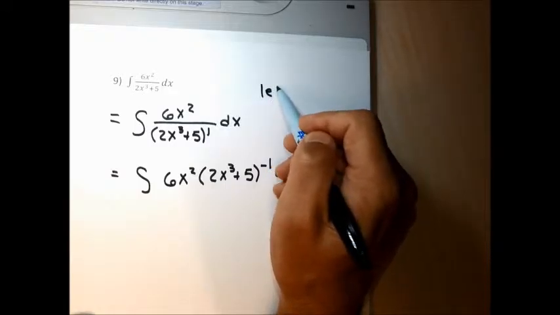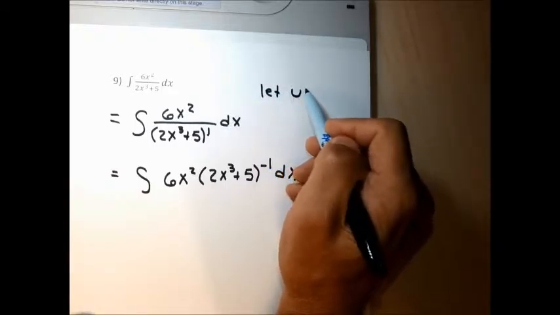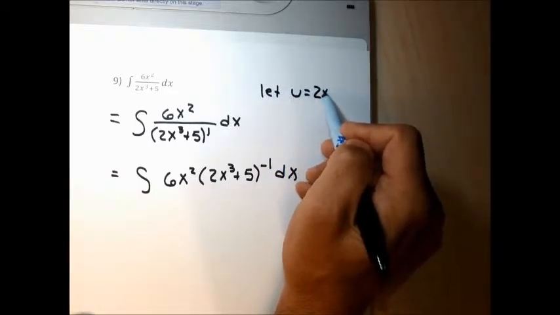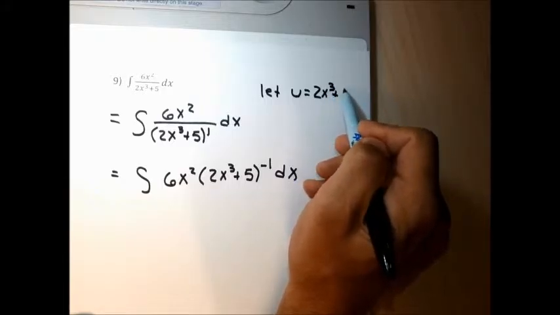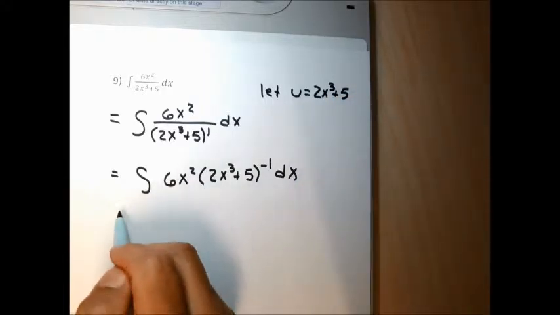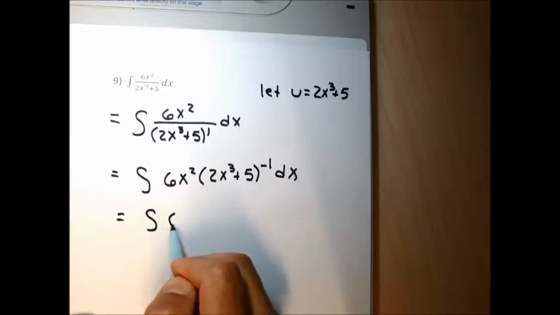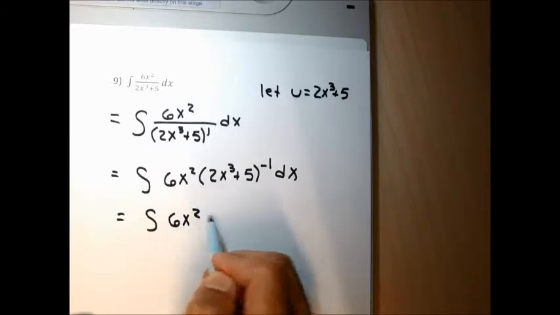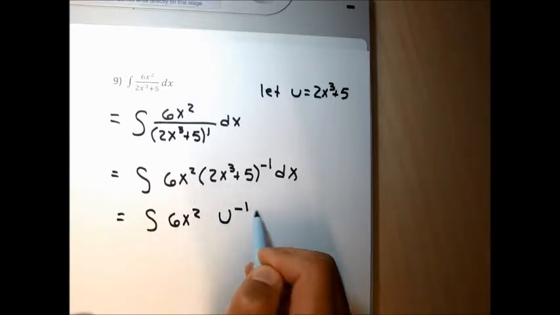And like always, when there's a parentheses with an exponent, we generally let the u be the inside of that parentheses. So that will allow me to make this 6x squared u to the negative 1 dx.